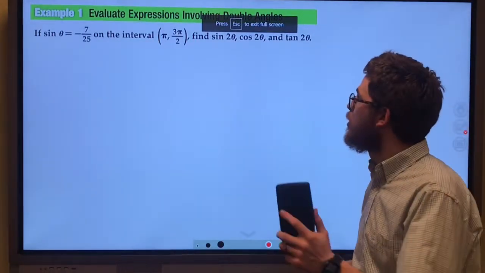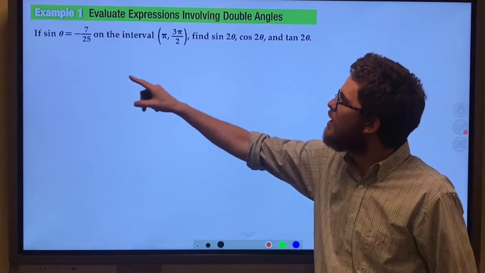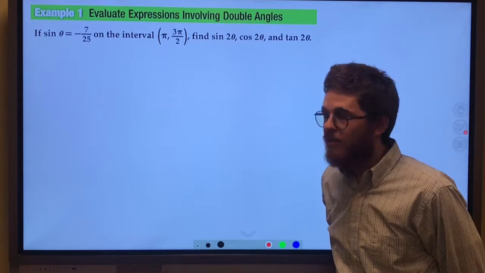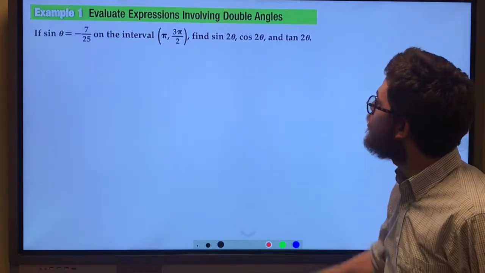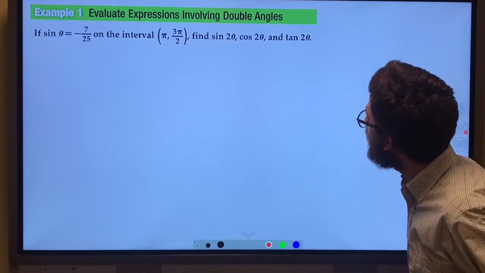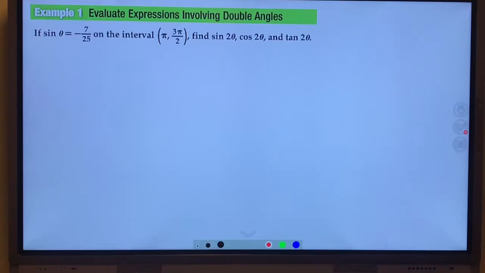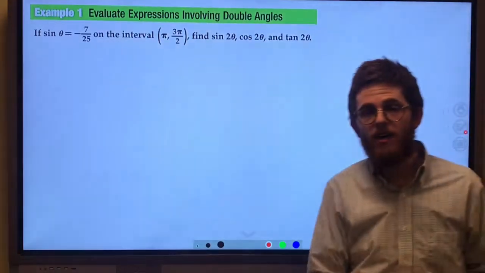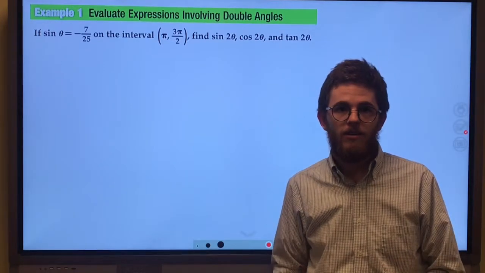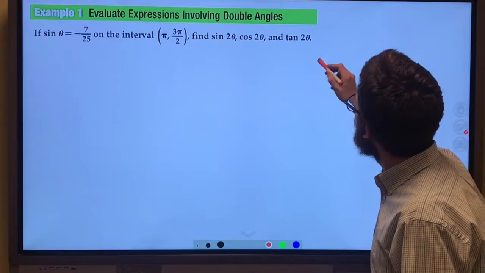Here, we're going to evaluate expressions using our double angles. If sine of theta is equal to negative 7 over 25 on the interval from pi to 3 pi over 2, find sine of 2 theta, cosine of 2 theta, and tangent of 2 theta. Really just an exercise making sure that we can use these identities, okay? So we've got 3 answers we're looking for.